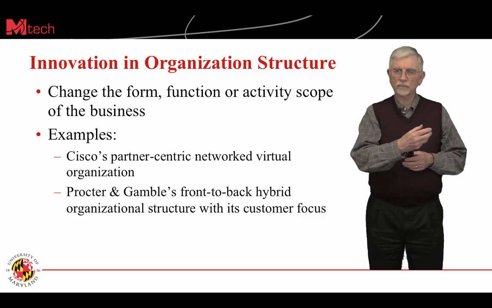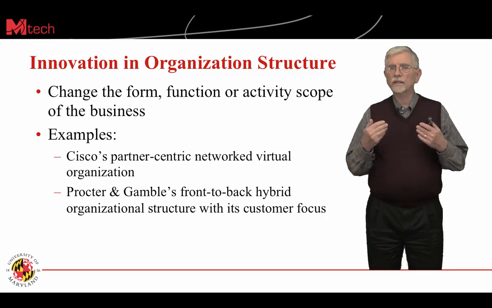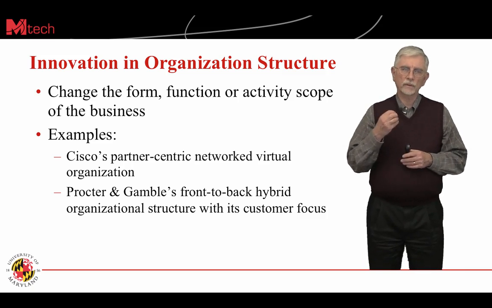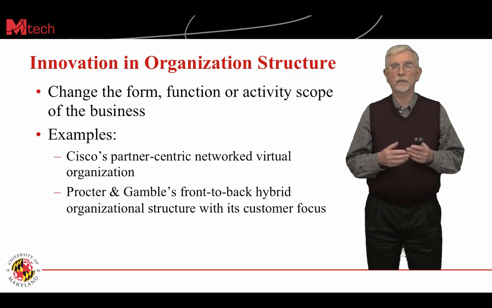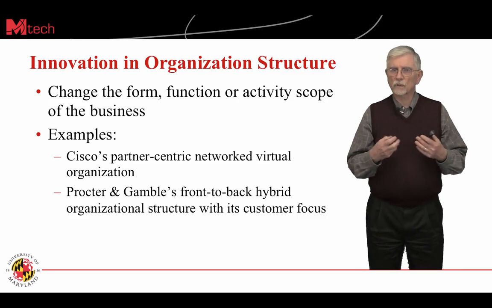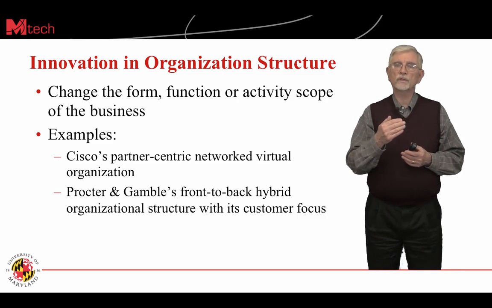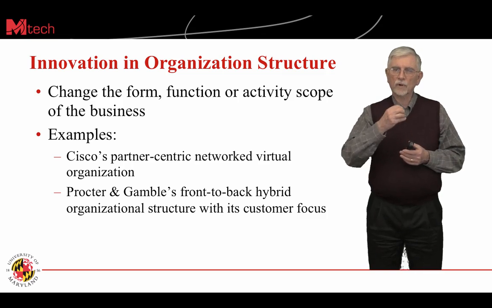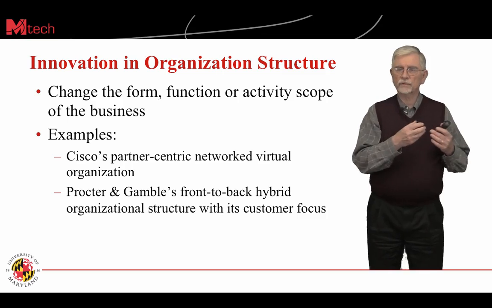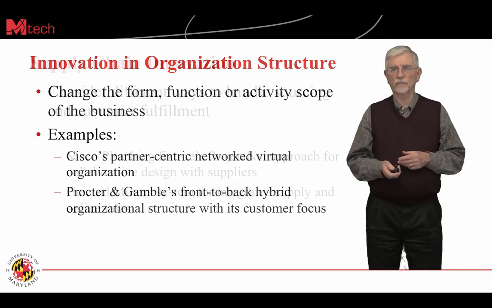We talked about process just briefly. Now we're talking about structure. If you change the form and the function or the activity scope of the business, you can innovate. And so some examples of that are where Cisco's partner-centric network virtual organization operates in a very independent and yet strongly networked way. Procter & Gamble is organized with what they call a front-to-back hybrid organizational structure. It has a customer focus, and in that, Procter & Gamble is focused on a whole series of customers that buy groups of Procter & Gamble products.